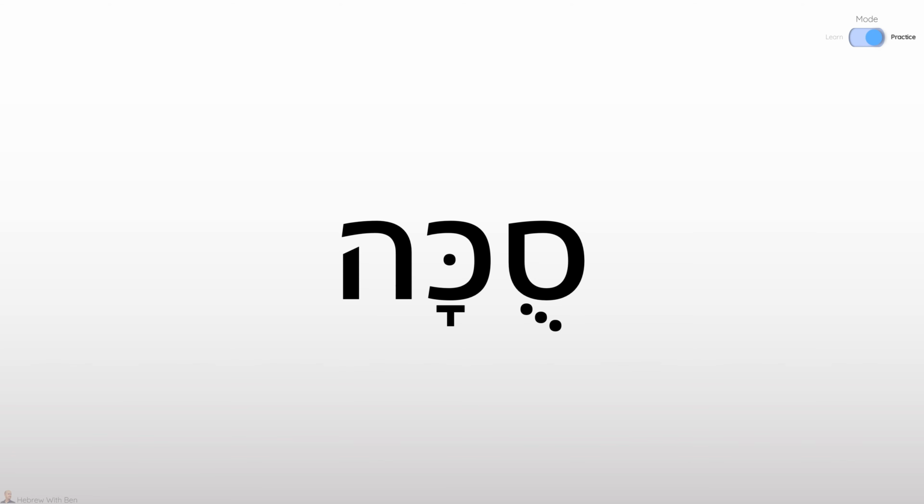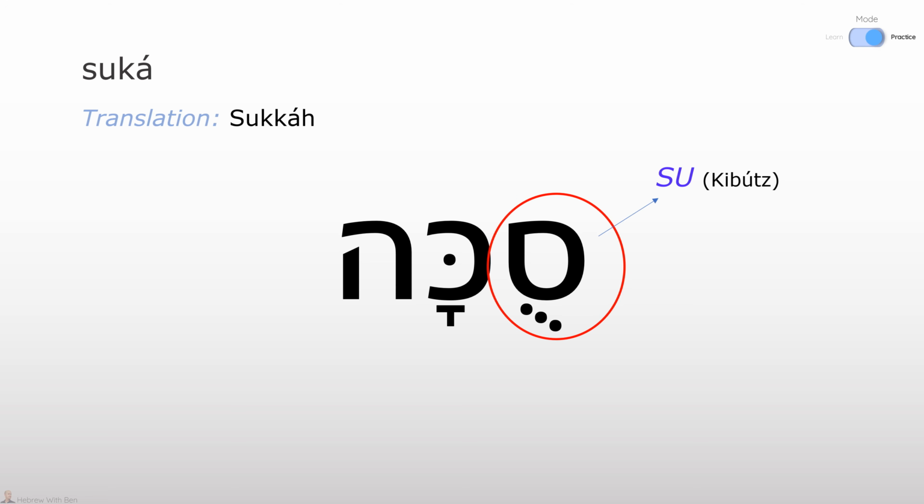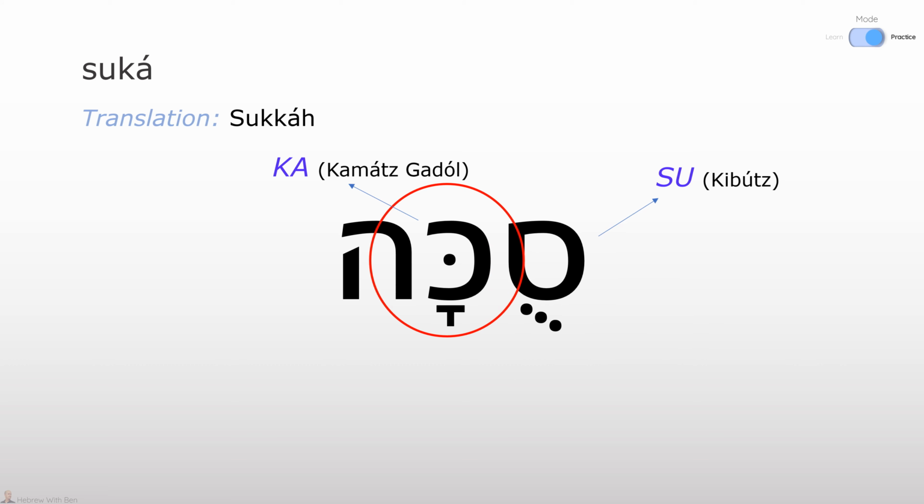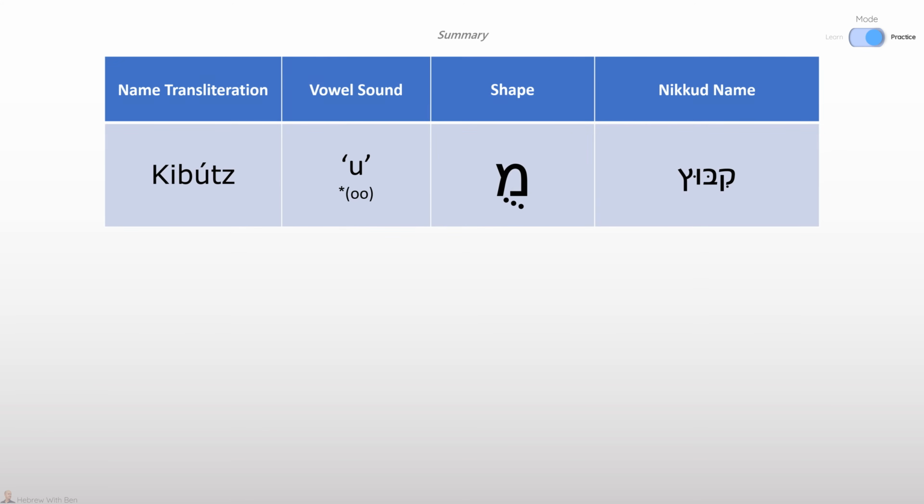The last word for today is sukkah. The first letter is samech with kibutz, and then kaf with kamatz gadol. To conclude, we learned that the sign indicates the vowel U.